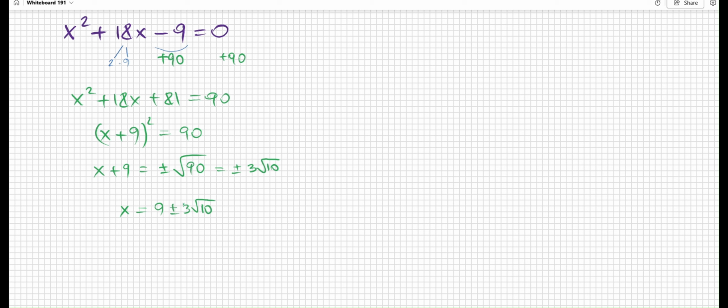As you see, sometimes it is better to use completing the square, and you will avoid using the quadratic formula because some students have a hard time memorizing that.